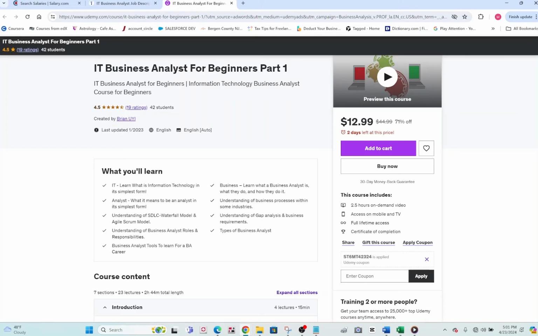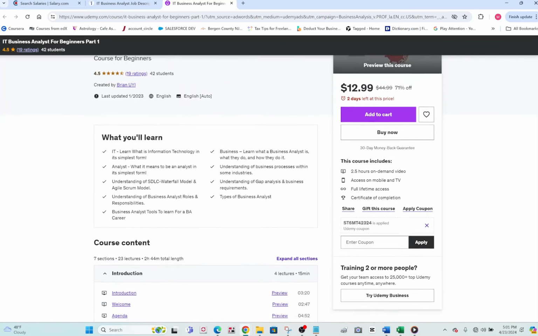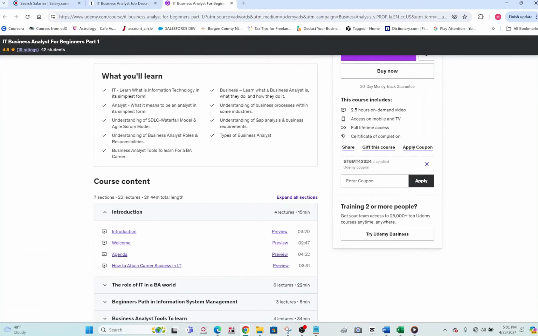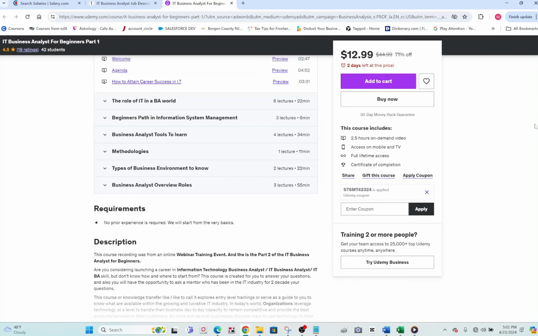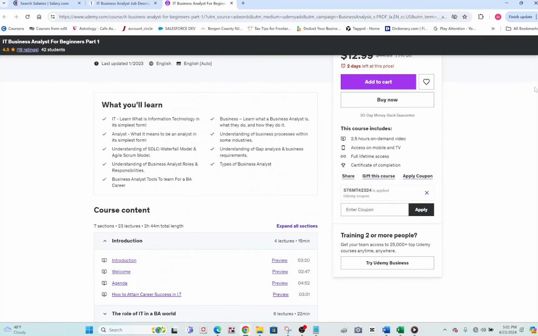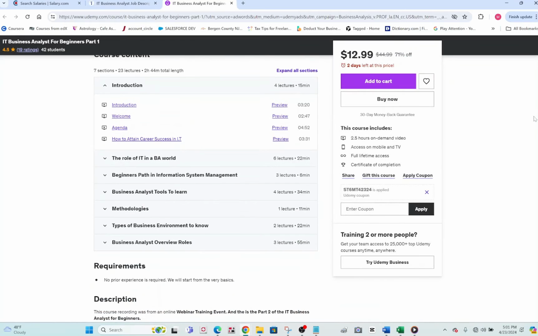Gap analysis and business requirements. I had mentioned that to you too, and the types. Okay, now 7 sections under 3 hours. So it says 2.5 hours. I think if you wanted to learn more about whether this is something you'd like to do, spending the $13 and taking this class could be well worth it.